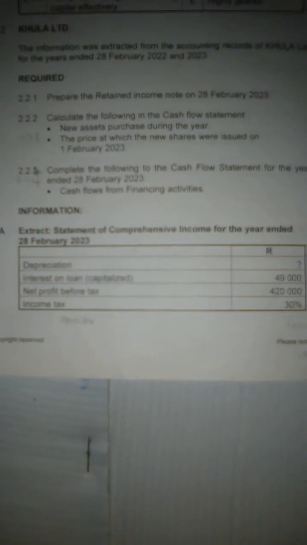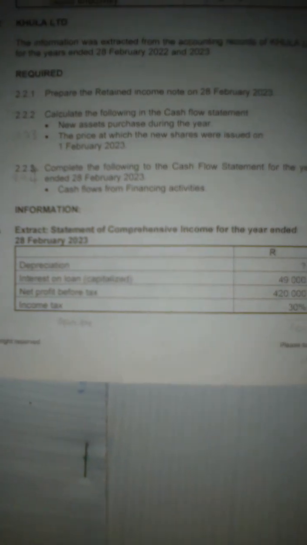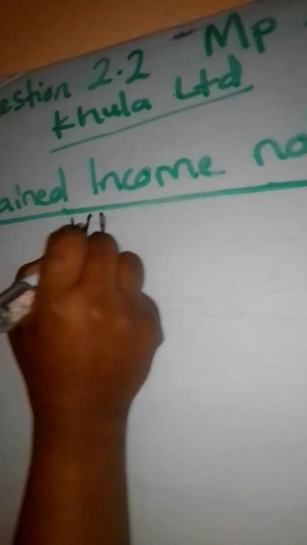We'll proceed like that. Okay, 2.2.1, prepare the retained income note. So we are going to start by doing the retained income note. When you are doing the retained income note, by now I know most of you are familiar with this note. We start with the balance brought down, the balance at the beginning of the year. The balance at the beginning of the year is the amount which we will find.